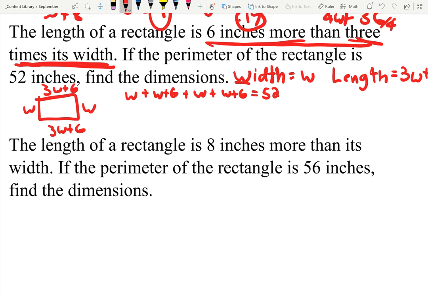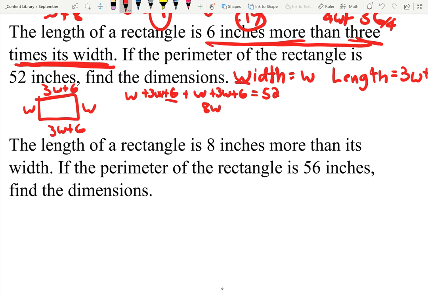So combine everything that we can together. Oh, I forgot the 3W. I apologize. 3W plus 6, 3W plus 6. So look at the W's. We've got 1, 3, 1, and 3. So count how many we have all together. That's 8 W's all together because 1 plus 3 plus 1 plus 3 is 8.